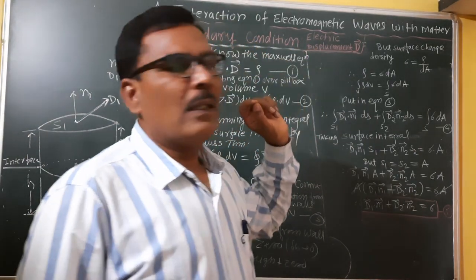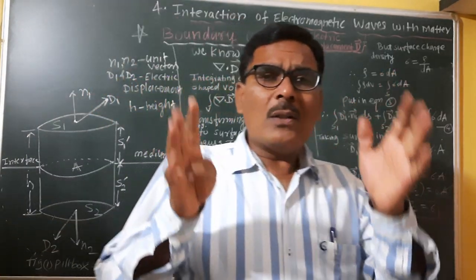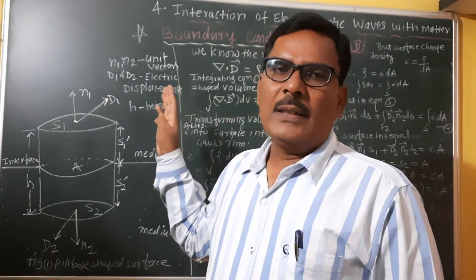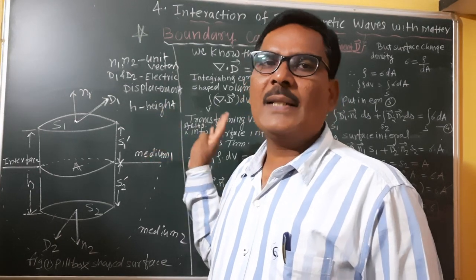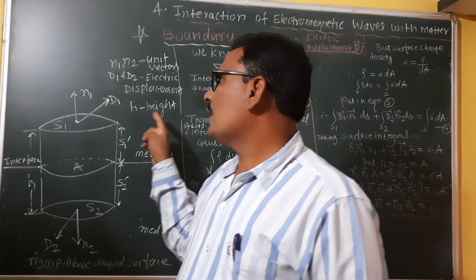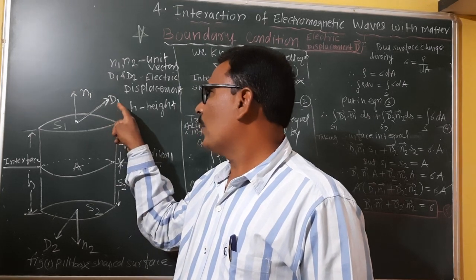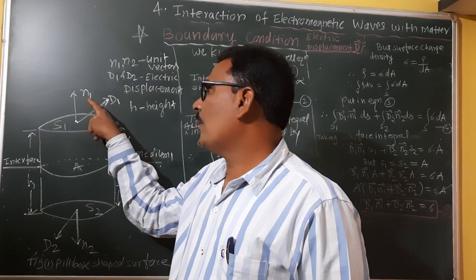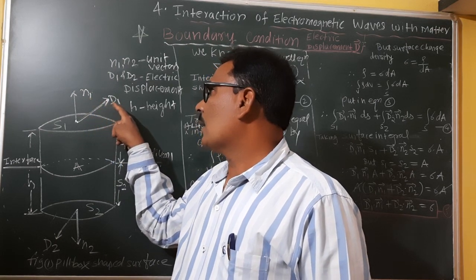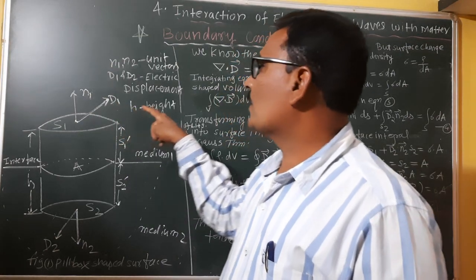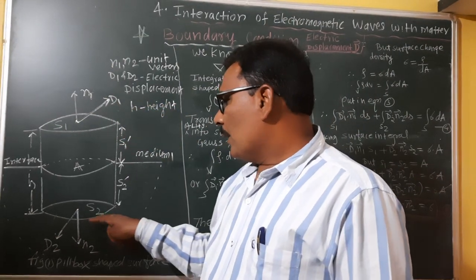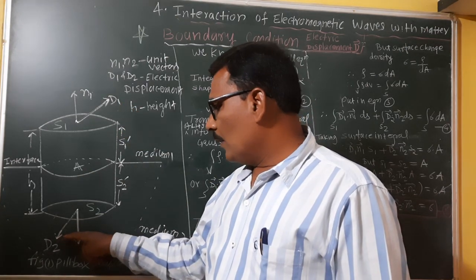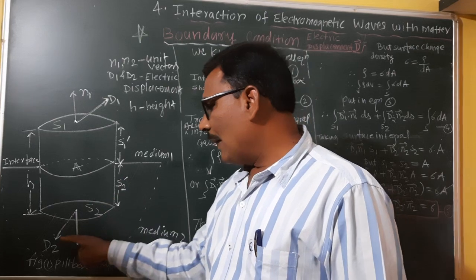And for that D bar, first of all, we have to draw a similar diagram as for the boundary condition of B bar. That is, B bar has the same diagram as D bar. The only difference is that the normal component has unit vector n1, and here instead of B bar we will use D bar. So B1 bar is replaced by D1 bar and B2 bar is replaced by D2 bar.